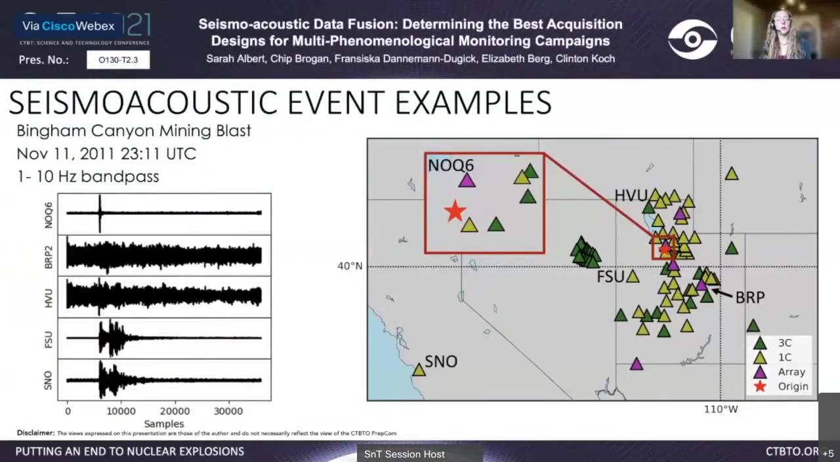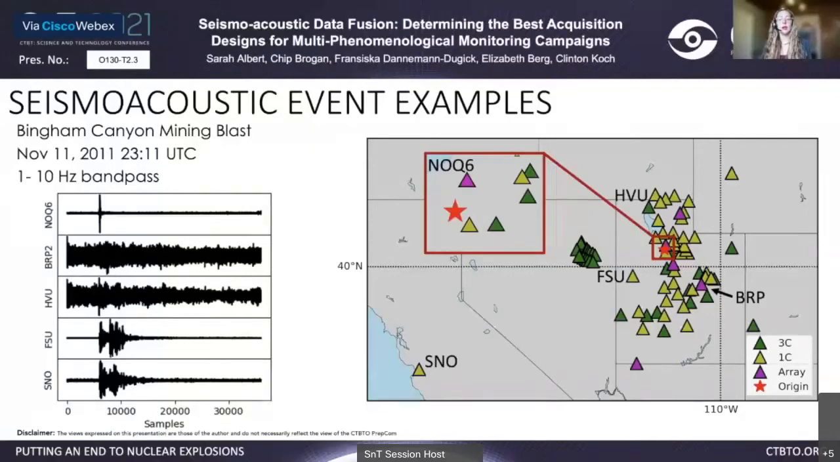In these next few slides, we'll look at seismic and infrasound sensors that detected a variety of events. So here, the seismic stations are green and yellow, green being the 3-component and yellow being a single component. And the infrasound arrays are shown by the magenta triangle. So the first example here is an explosion at the Bingham Canyon copper mine near Salt Lake City, Utah. And this event was detected by both single and 3-component seismic sensors, as well as infrasound arrays.